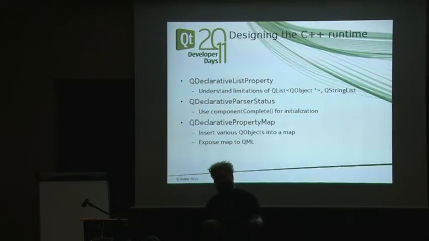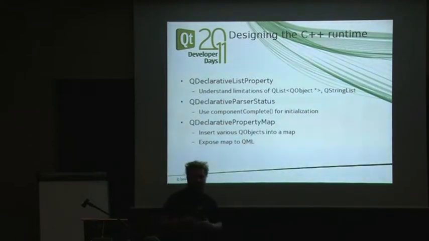Not for the initial setup, you can do that in the constructor of your C++ class. But if you want everything to be assigned and bound, and now you have to take one of the properties to do some initialization, then you can do that in componentComplete. The only thing you need to remember is you have to subclass QDeclarativeParserStatus as well. It's a fairly small class. I think it's only a few virtual functions.